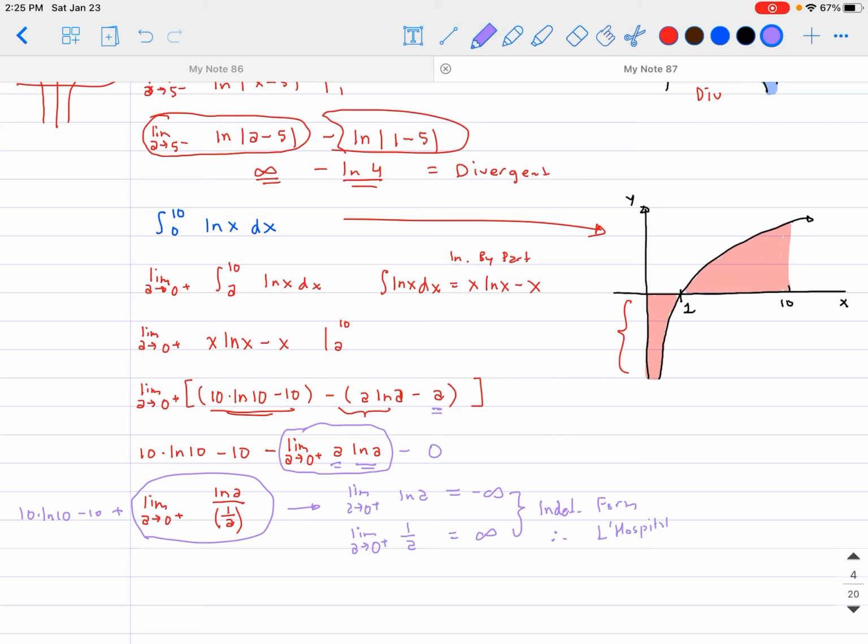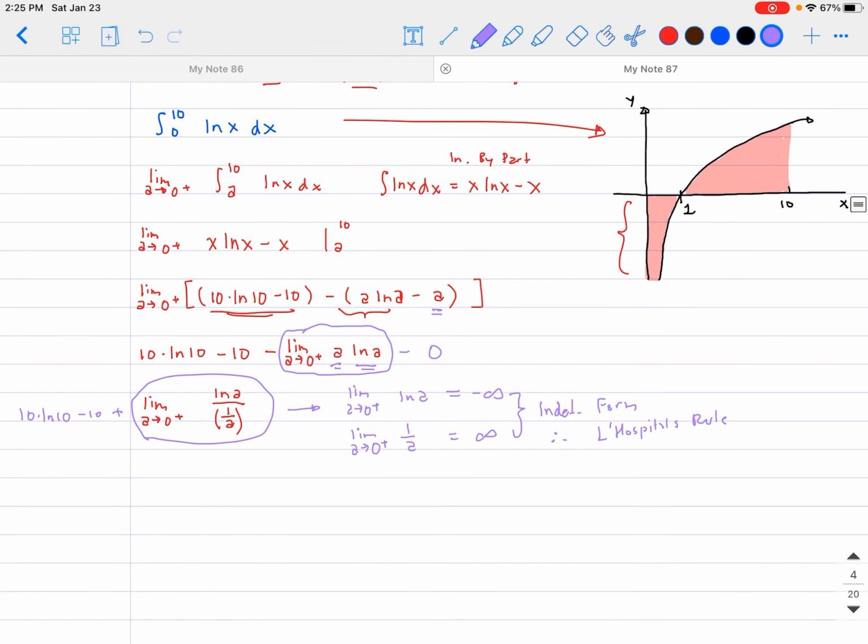Okay, so L'Hopital's rule. All right, so let's see how that works out. If I were to take L'Hopital's rule, then that means it's going to be limit as a approaches 0 from the right. The derivative of ln of a with respect to a is 1 over a, divided by the derivative of 1 over a, whose derivative is negative 1 over a squared.